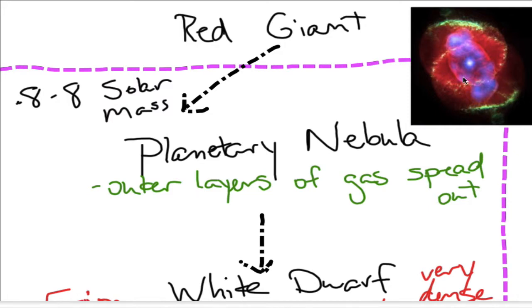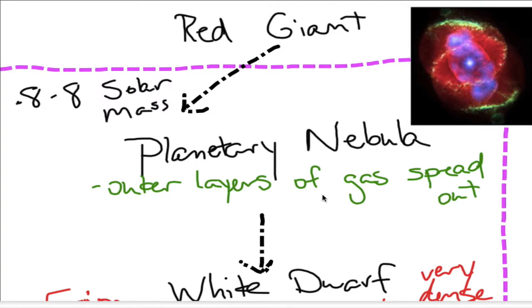This right here is called a planetary nebula. And planetary nebula is really cool to take a look at. It has all these awesome, beautiful colors. And at the very center, we have this very bright white spot. Okay, that very bright white spot is the remains of the core of the red giant, whereas all these really cool colors are the remains of the outer layers of the red giant.